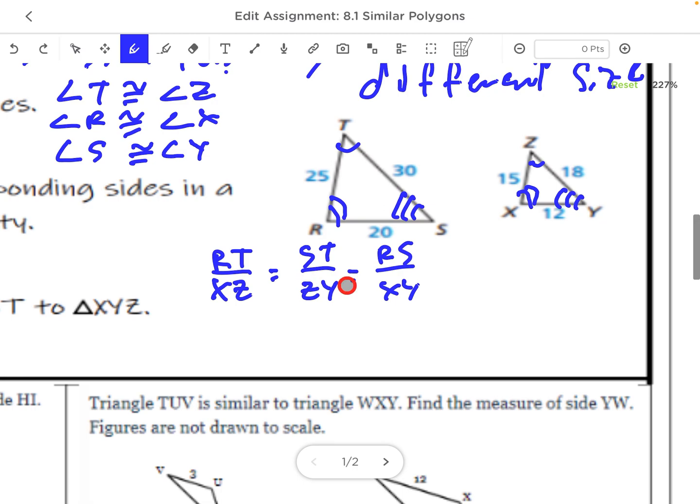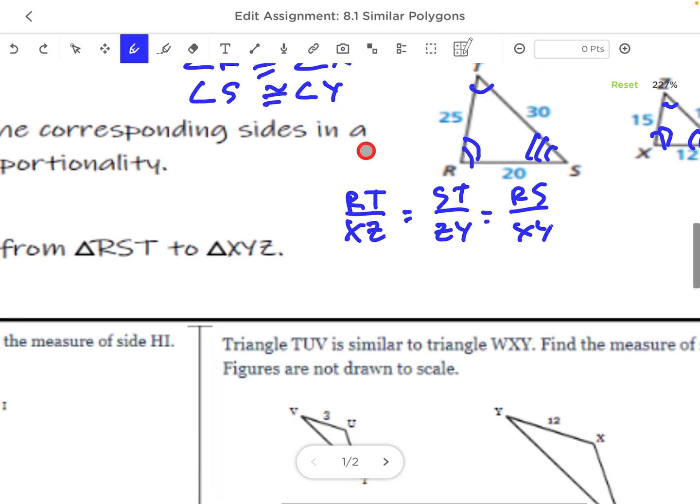All those sides are proportional, and so those ratios are proportional as well. We'll talk about how we can set that up. But as long as we set it up correctly, starting with the correct one on top and the correct one on bottom, and corresponding, then they're always going to be proportional.